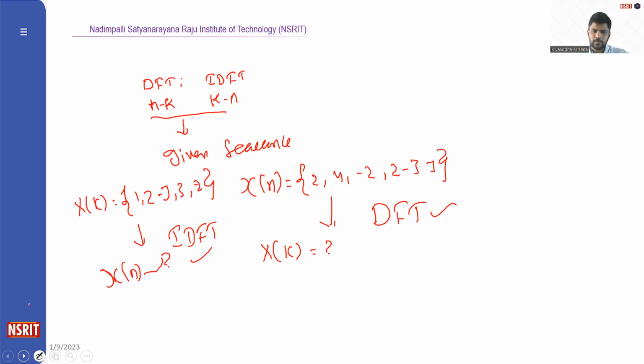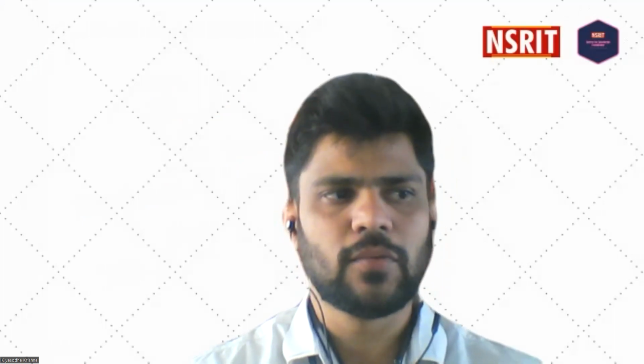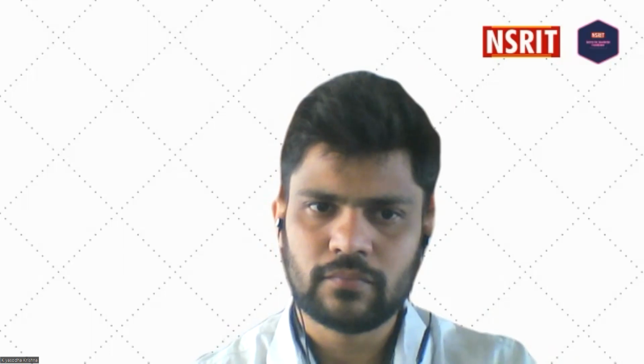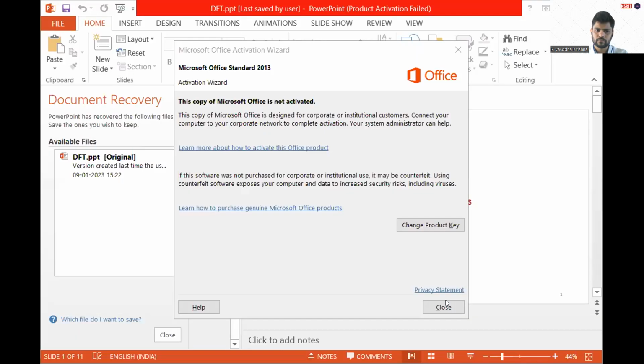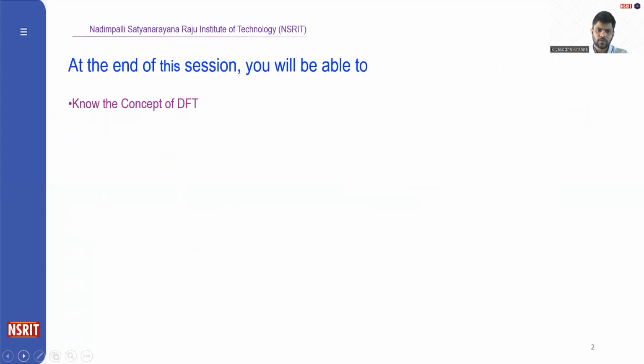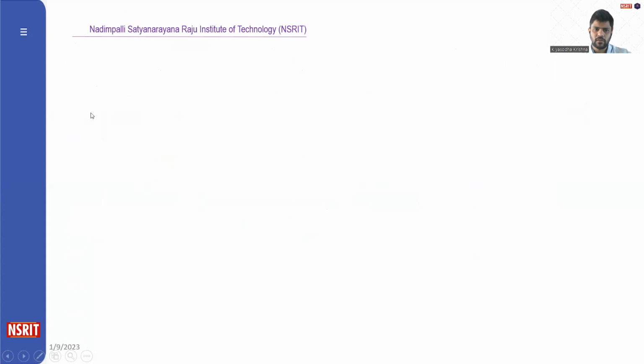Before going to solve the problems, first we have to discuss the DFT properties, just as per the syllabus. Then later on we can go for solving problems.